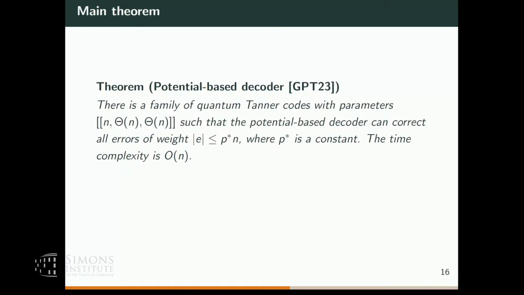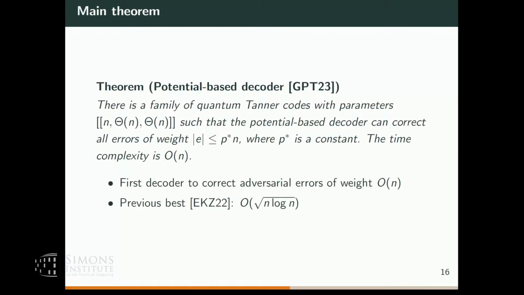Right. And so I guess I can make one remark, is that this is kind of like the first decoder that can correct adversarial errors of up to linear weight. And the reason for that is before we didn't have any linear distance codes. So adversarially, you can only correct up to half the distance. And so the previous best adversarial decoder was this one by Evra, Kaufman, and Zemor that can go up to root n log n. It's based on a different code construction.